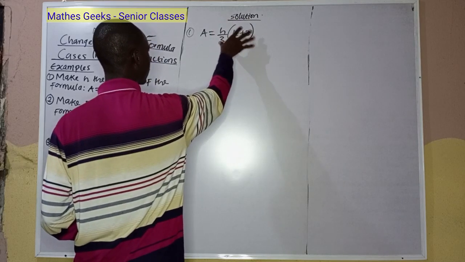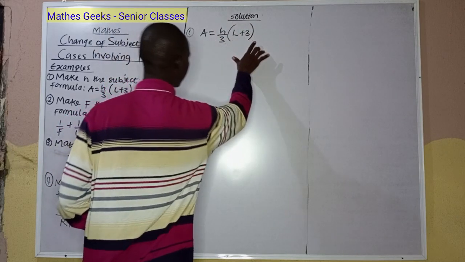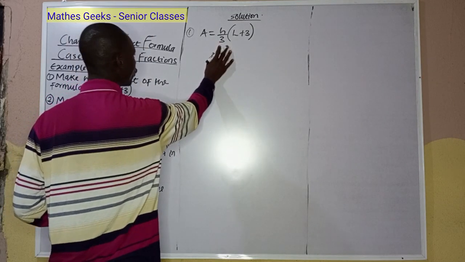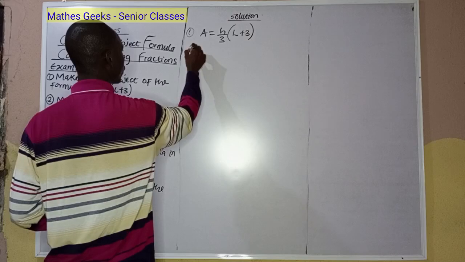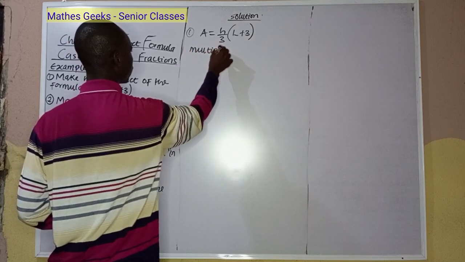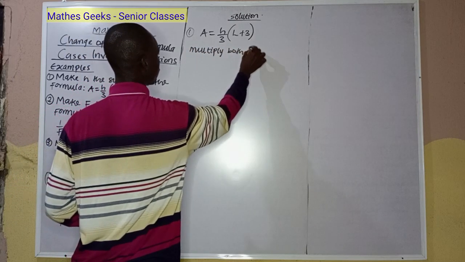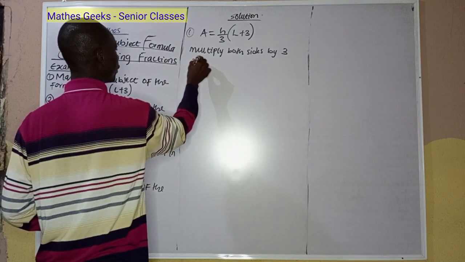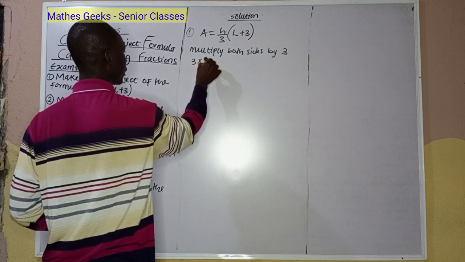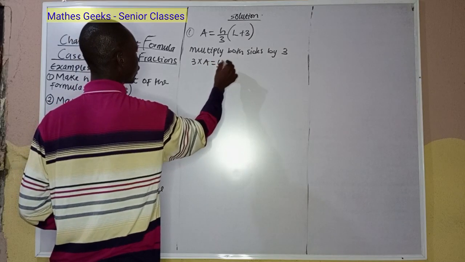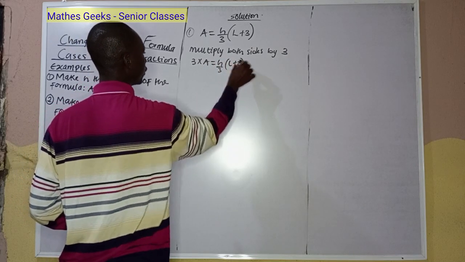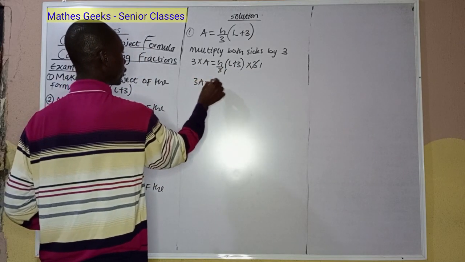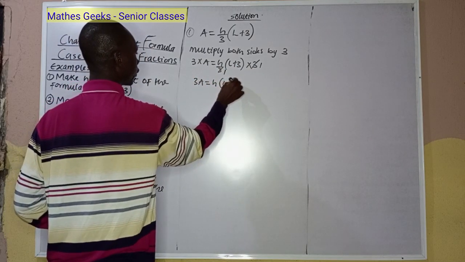This will give us, so 3 would be the common denominator. So first things first, to undo division is multiplication. So multiply both sides by 3. So this is 3 times a. 3 times a is equal to h over 3 times (L plus 3), times 3. The 3 and 3 cancel. So 3a equals h(L plus 3).